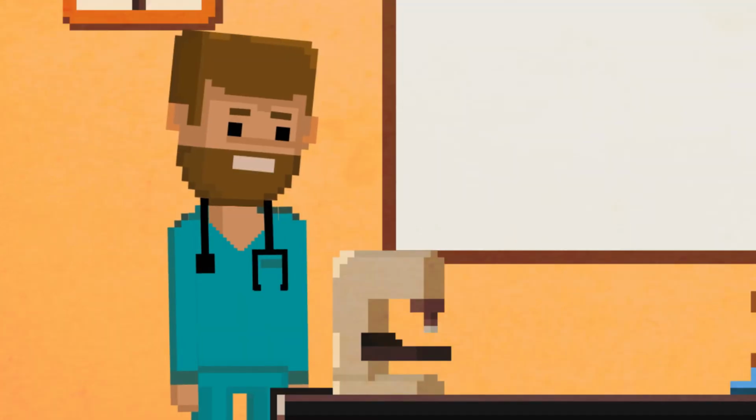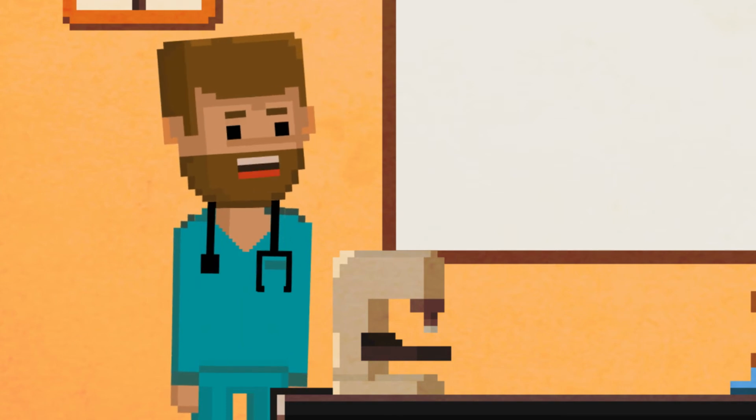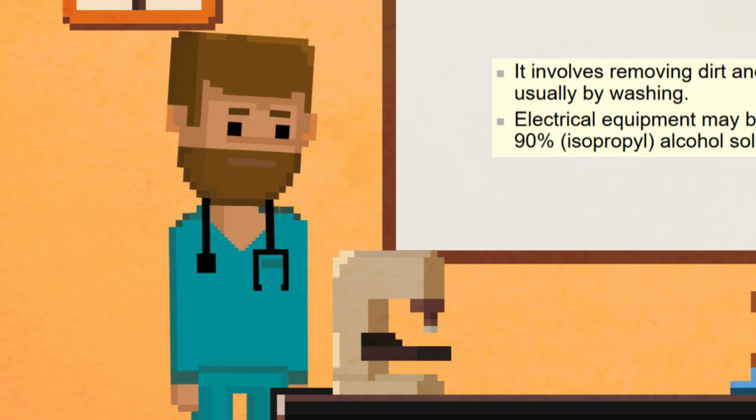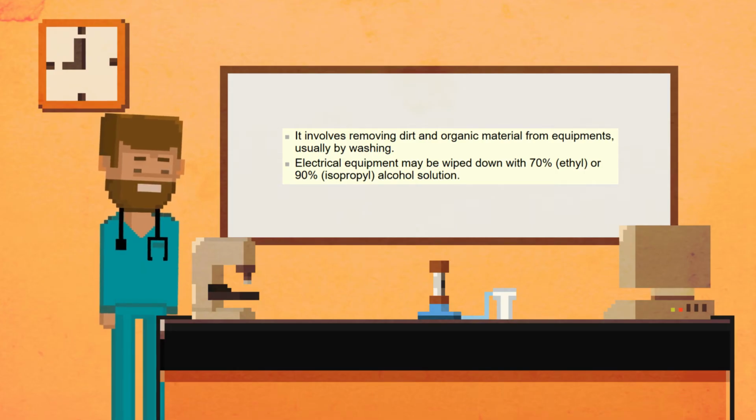Next, we need to identify the specialized equipment handling procedures to prevent the spread of infections. So we talked about cleaning, disinfection, sterilization. We need to be able to differentiate between all of those. So I'm just going to quickly go through those. Let's start with cleaning. Cleaning is the first step in all equipment processing. All non-disposable equipment can be cleaned as a first step. It involves removing dirt and organic material from equipment, usually by washing. And electrical equipment can be wiped down with 70% ethyl or 90% isopropyl alcohol.